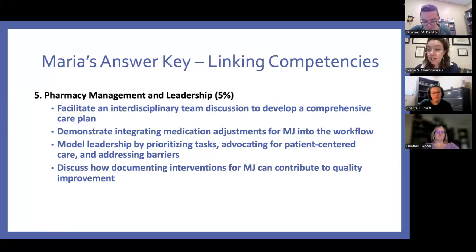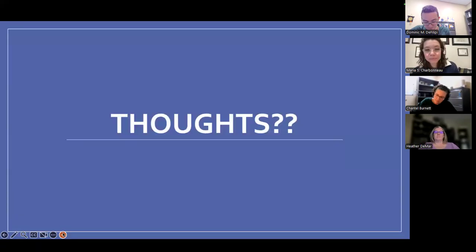We can talk about documentation, how much documentation matters, and that the documentation needs to be succinct and professional and appropriate, evidence-based, etc., and how all of that matters for quality improvement. And that falls under pharmacy management as well. So even though it's such a small case, we really can hit every domain of the NAPLEX and make sure that we're getting practice in all of those.